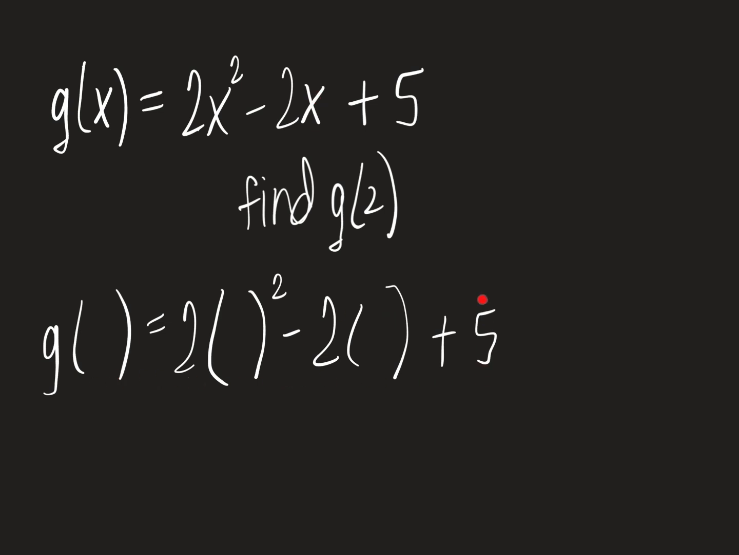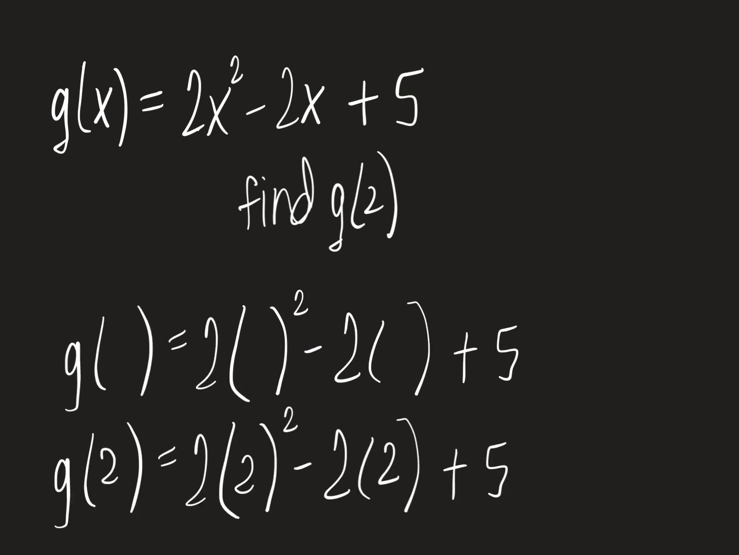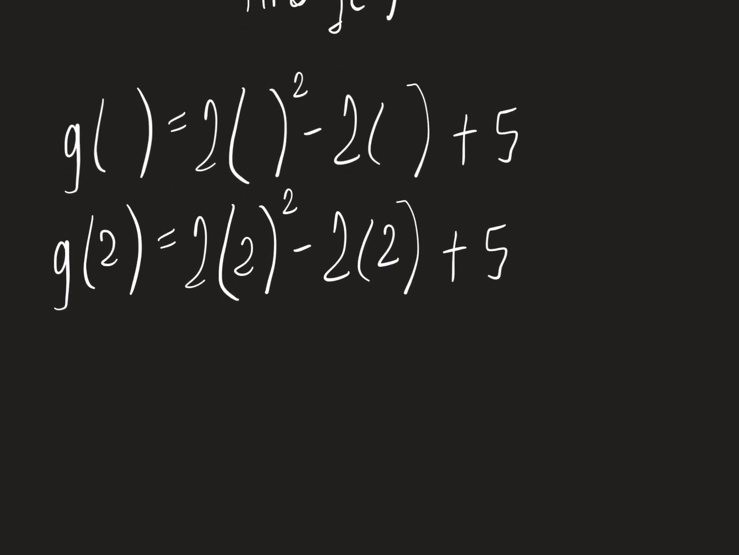And what this does, especially if the problem is multiple parts, is it creates a template that we can plug whatever we need into this function. Like in this case, we're going to plug in 2 into these sets of parentheses right here. And so this is what it looks like when we do that. The reason I'm plugging in 2 is because that's what it asked me to find, g of 2.